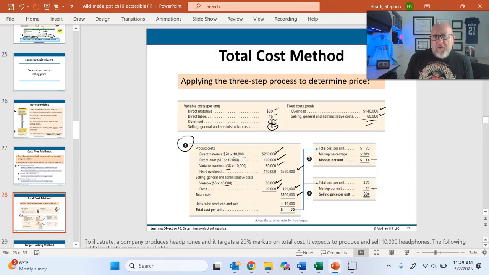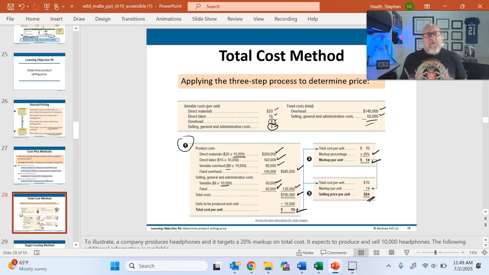Again, we're going to assume that we're manufacturing and selling 10,000, and therefore total cost $70 per unit. That's step one. Then in this particular example, we want a 20% markup on the cost. So if it costs us $70, we want a $14 markup. And so the sale price is going to be the total cost plus the $14 markup. And so we would set a price of $84.